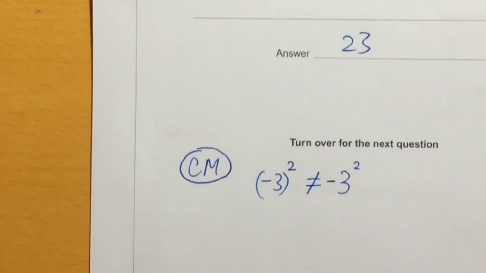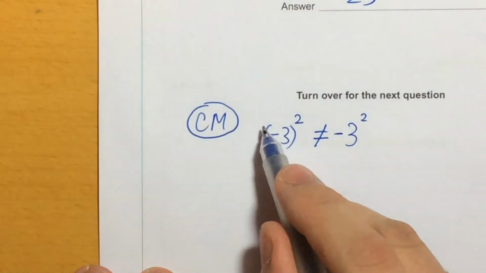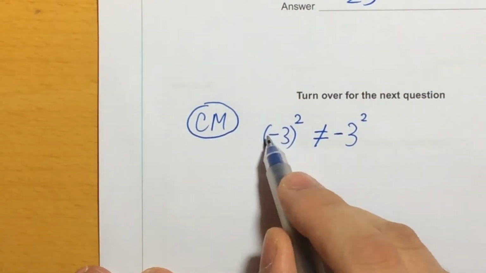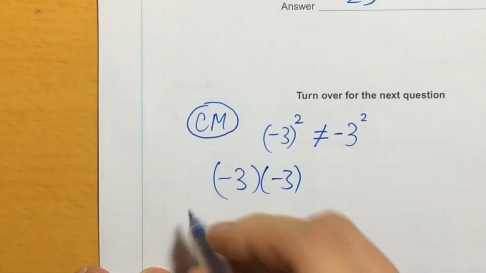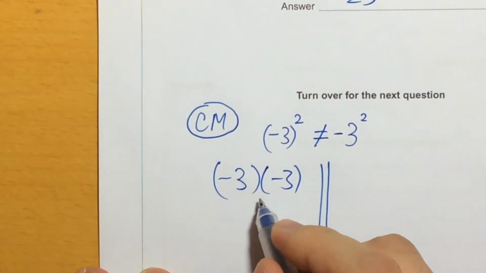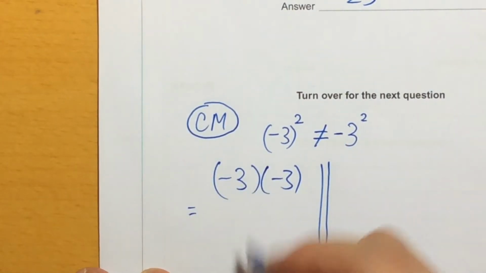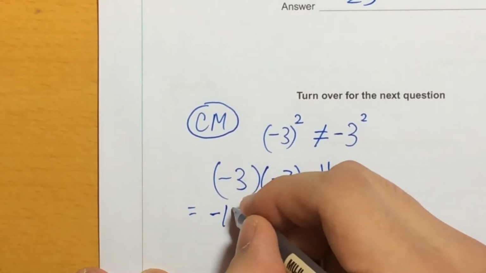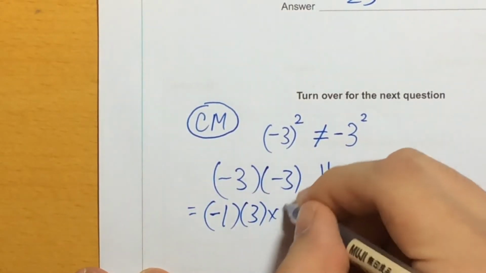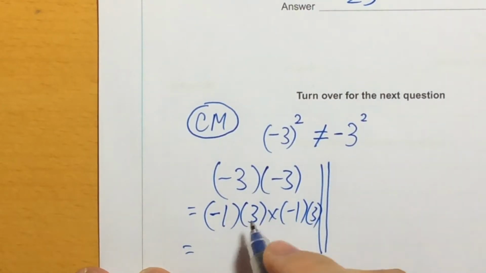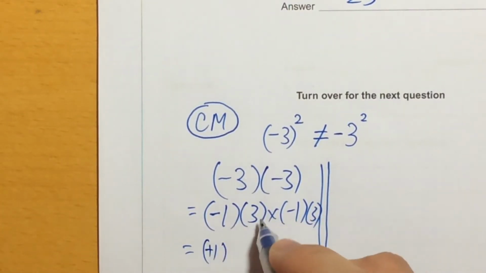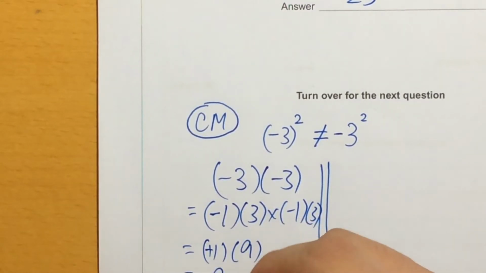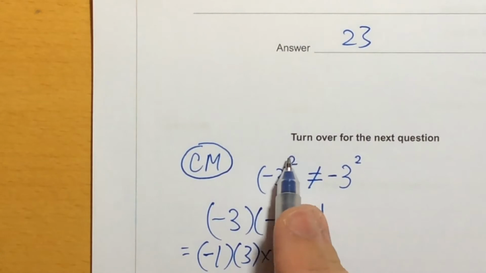So let me tell you why this is the case. For this one, I'm actually squaring the entire thing, including the negative sign. So I can say this is -3 times -3. Everyone knows that -3 equals -1 times 3, and then we do that one more time. Negatives times negatives are positive, so -1 times -1 is +1, and 3 times 3 is 9. So -3 bracketed squared is actually 9.